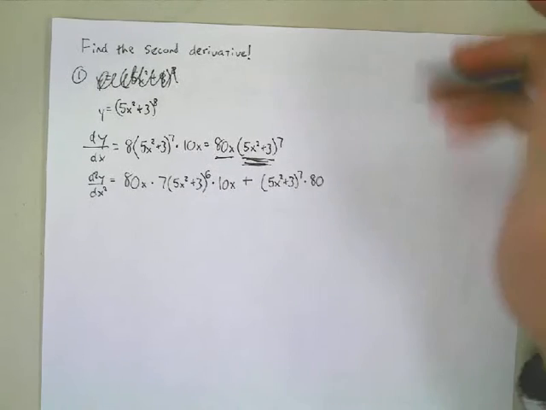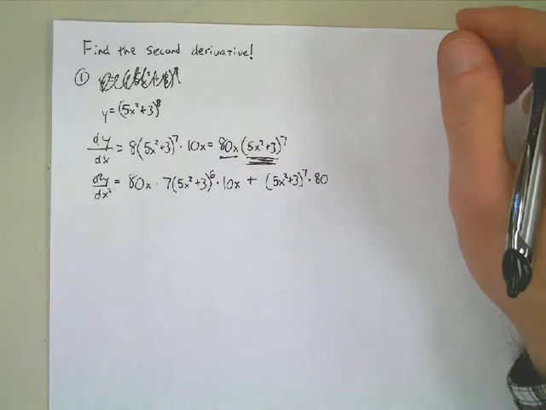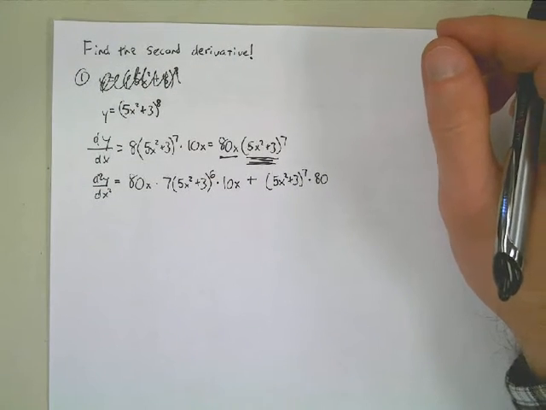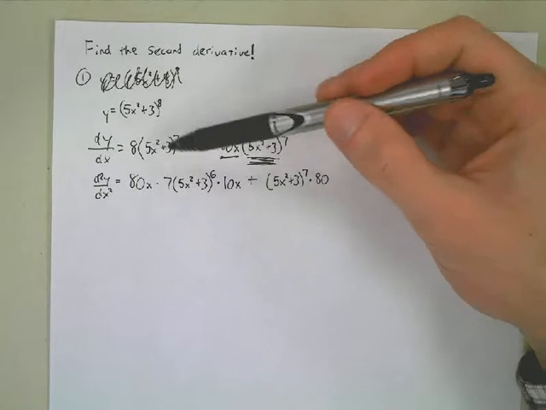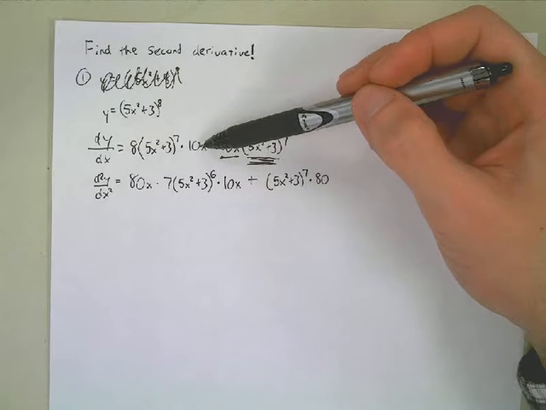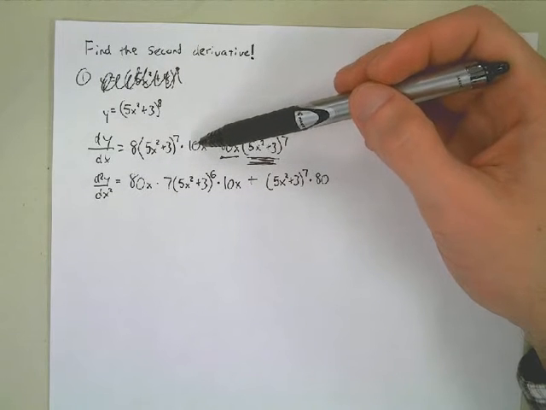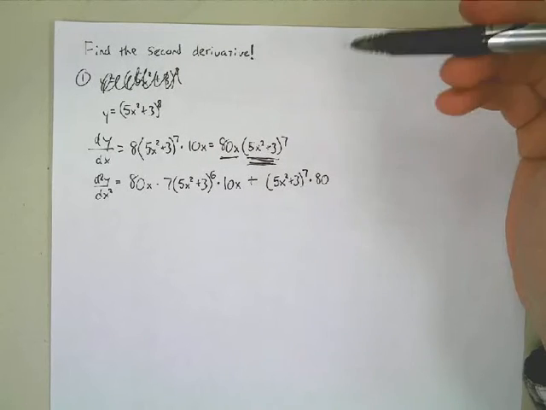Okay, question, Ryan? So, for the first one, I just left it at 8 times 5x squared plus 3 to the 7th times 10x. Would that pretty much work out the same? Yeah, it should work out the same. Just so I can keep up. So then we simplify here. So let's see here.